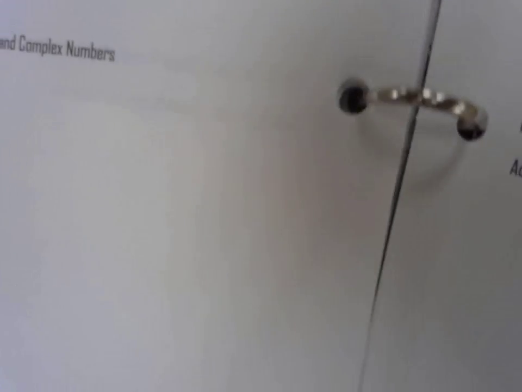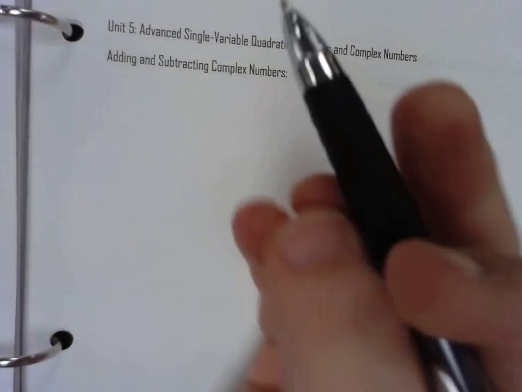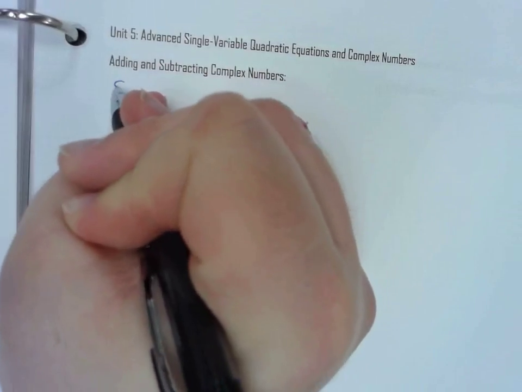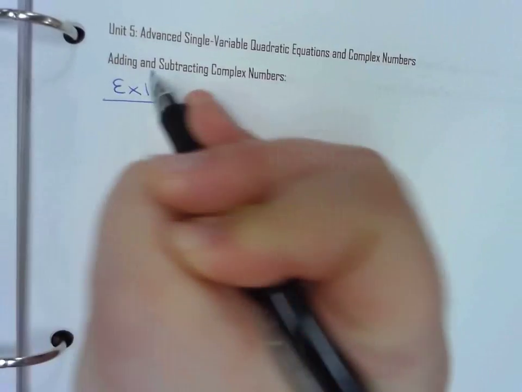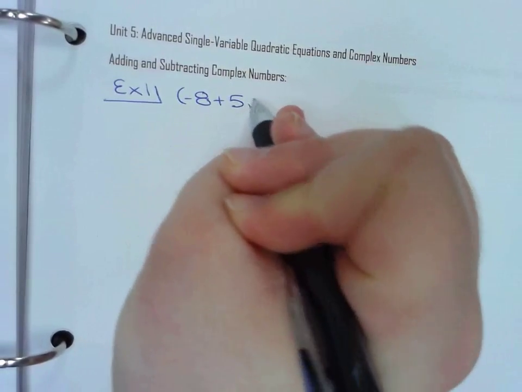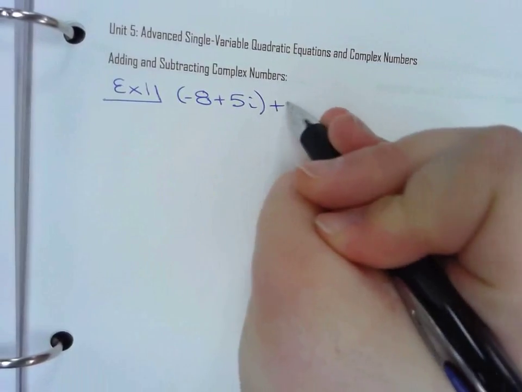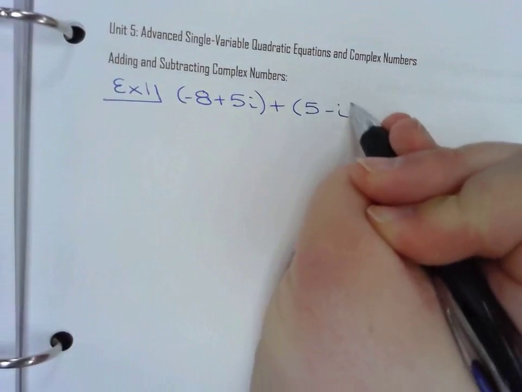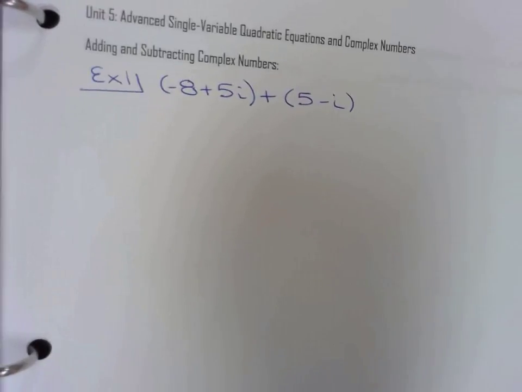Okay, let's look at 63. We are adding and subtracting complex numbers. So 63. Same theme. Do it the same way you have up to this point. So if I am adding or subtracting complex numbers, let's look at this example. Let's say I have negative 8 plus 5i, and I'm adding that to 5 minus i. I am adding two complex numbers together.